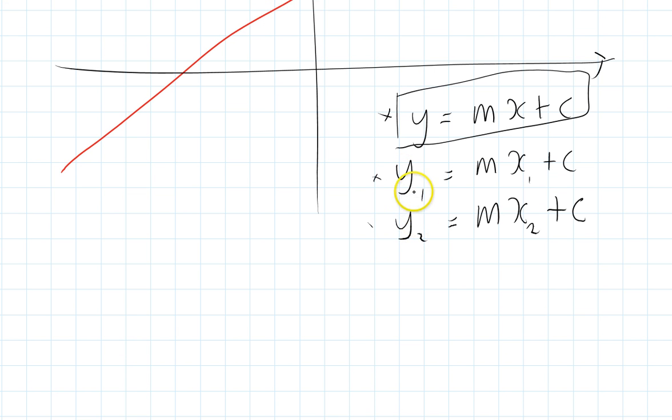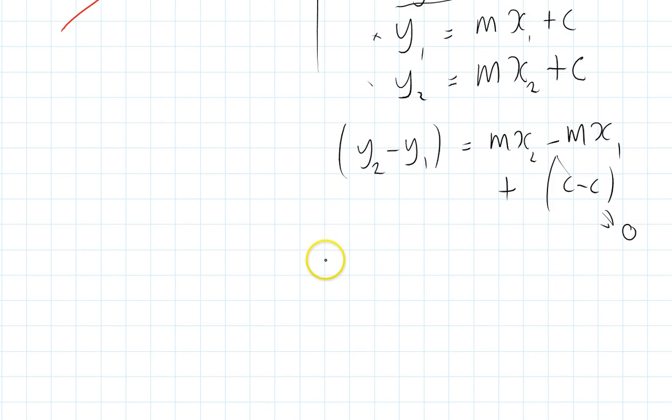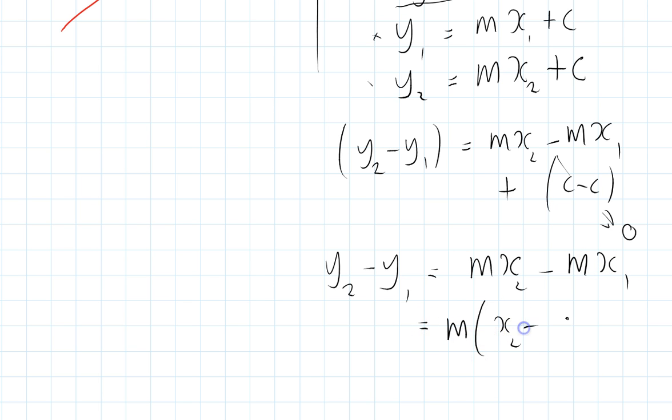So y2 minus y1 equals mx2, which is that term there, minus mx1, which is this term here, plus, in brackets, c minus c, because it's that c minus this c, and of course that's equal to 0, so these cancel out. I'll write that out again. y2 minus y1 equals mx2 minus mx1 equals m times x2 minus x1.